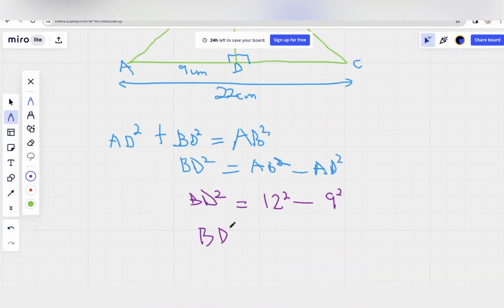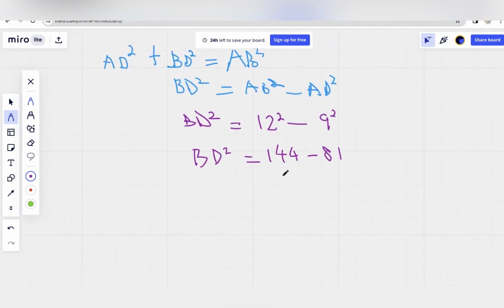So we have BD square is equal to 12 square, which is 144, minus 81. So 9 square is 81. 144 minus 81. So the next step, we subtract this, right? 4 minus 1 is 3. 14 minus 8 is 6. 63.